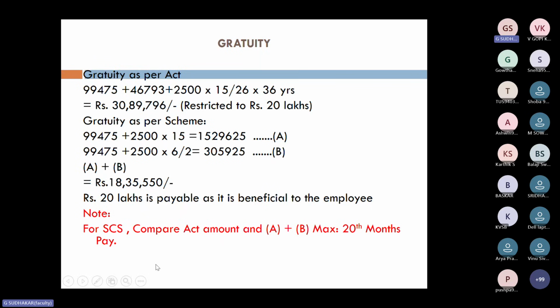But for SES employees, supervisory clerical employees, this scheme A plus B is restricted to 20 months pay. Here one condition is there, only for class 3 and 4 employees, not for others. For them, the maximum amount as per scheme is 20 months basic, 20 months gross salary, 20 months pay.